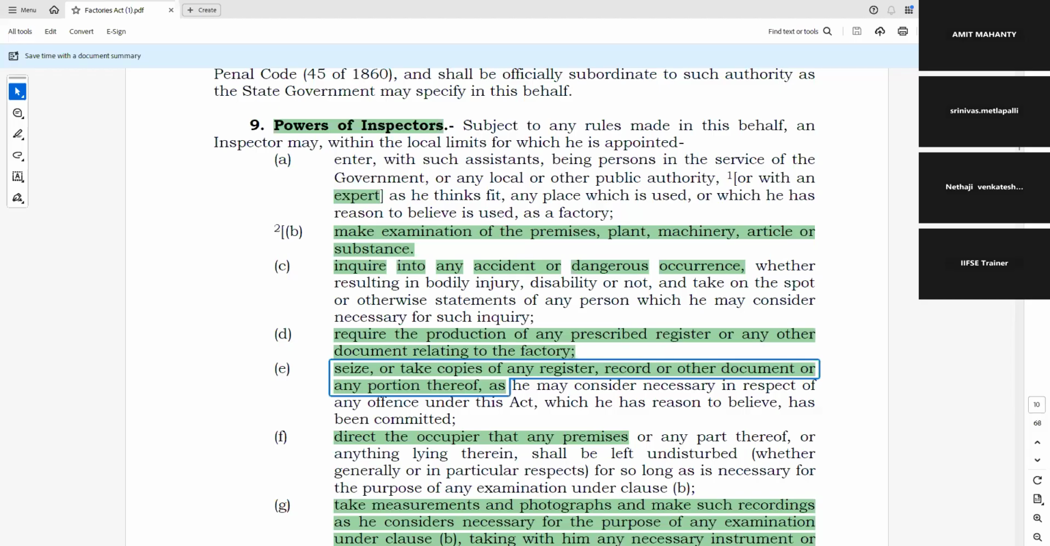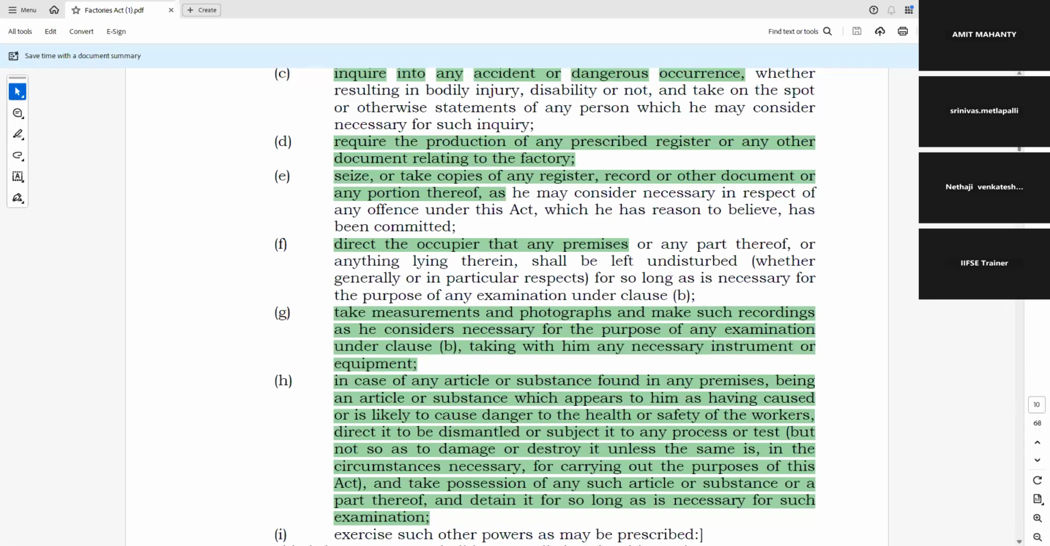They can seize or take copies of any register or record or other document of any portion if it is required. They can direct the occupier that any premises or part of anything lying there shall be left undisturbed, generally or particularly, for so long as is necessary for the purposes of any examination under this specific clause. They can direct or guide the occupiers regarding any long-unused equipment, not used for years. They can ask for examinations.